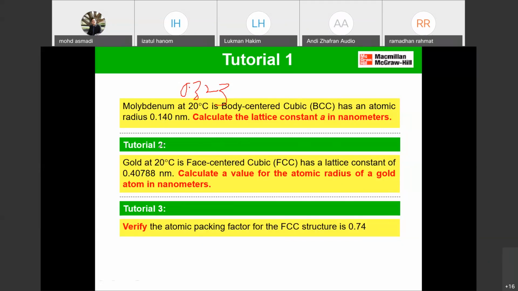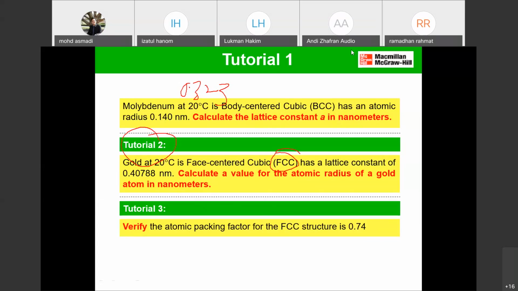Okay, how about the second one? Calculate the value of the atomic radius of a gold atom in nanometers. How do you do this? What is the relationship between R and A? Please refer to the face centered cubic. What is the equation for A?